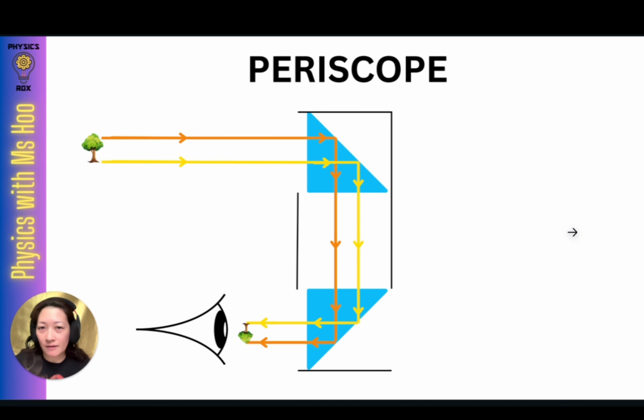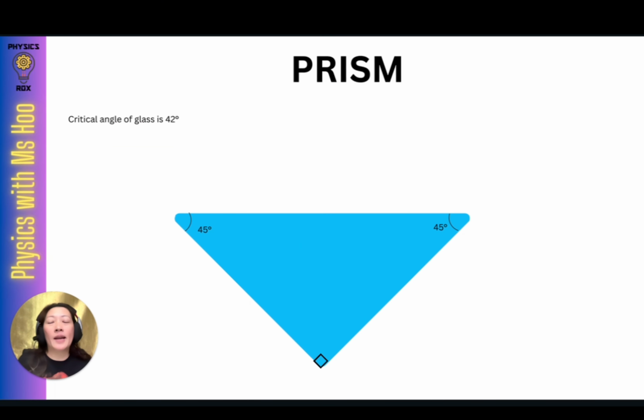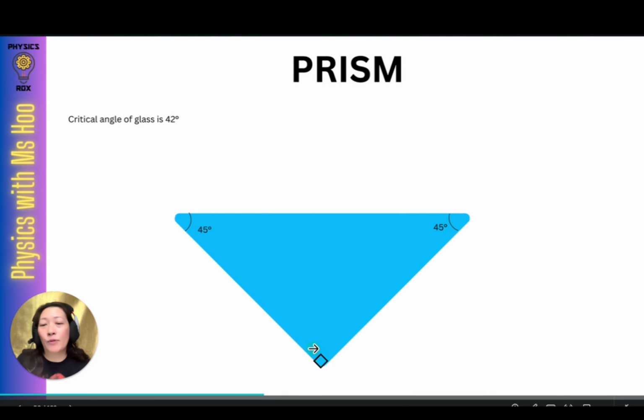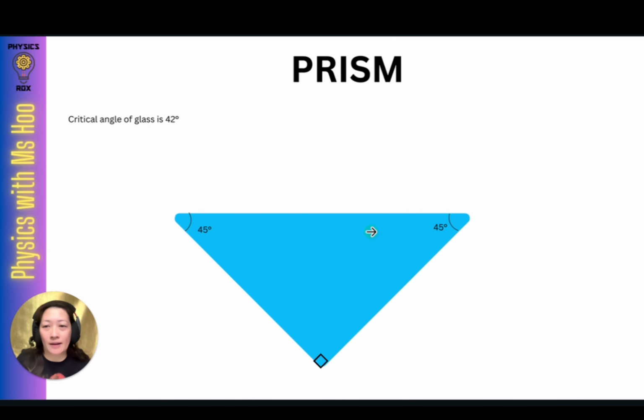Now let's take a look at another way the same prism can be used in a different optical device. Say now we place a prism this way. Again, this prism is identical to the earlier one. It's a right angle prism with two 45-degree angles. This prism has a critical angle of 42 degrees. Now this time, we have the light ray entering this way towards this edge.